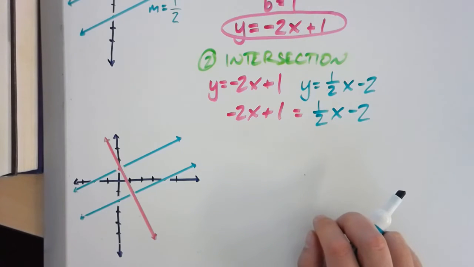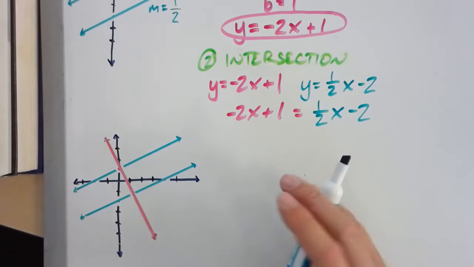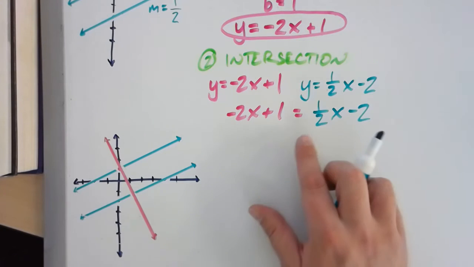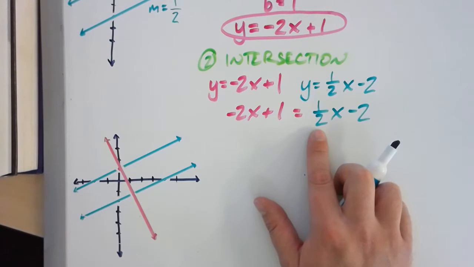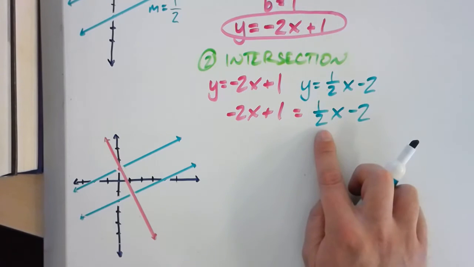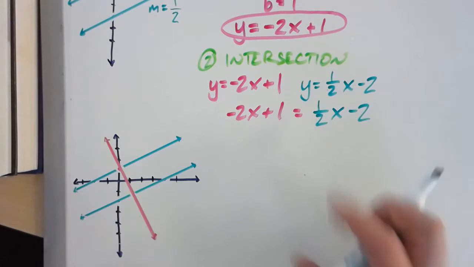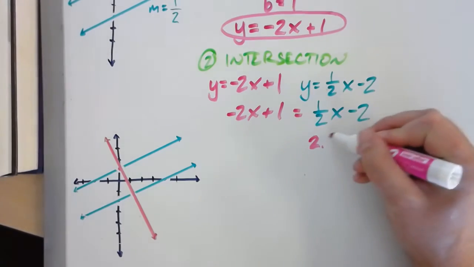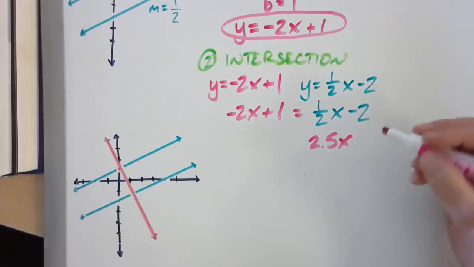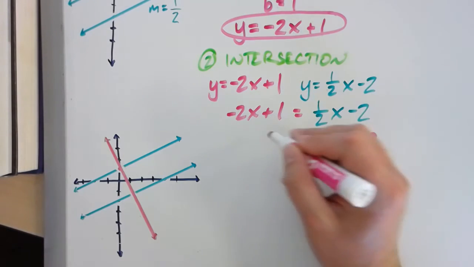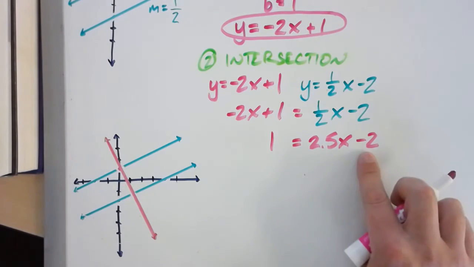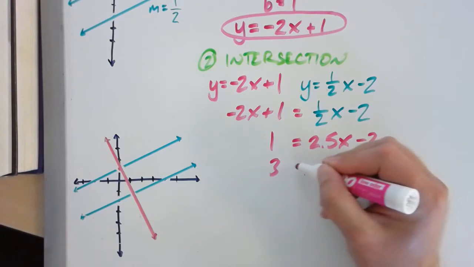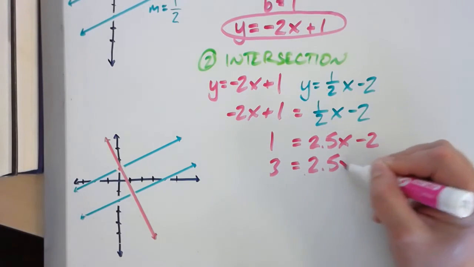I can get that variable by itself. I'm going to go through collecting like terms. I'm going to go through this a little bit quicker. I'm also going to convert this to a decimal because 1/2 conveniently comes out to 0.5. So if I add 2x to 0.5, I would get 2.5x. It's 2.5x, still minus 2, and then a positive 1's left over here. I would add 2 to both sides. I would get 3 is equal to 2.5x.